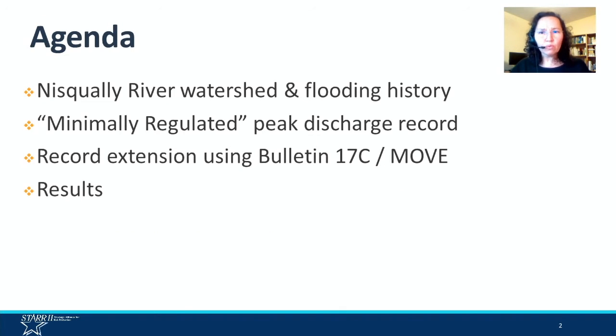A quick run through what I'll be covering. First, I'll be talking about the Nisqually River watershed characteristics and flooding history. Then, what is a minimally regulated flood event and how to develop a minimally regulated peak discharge record. Next, I'll talk a bit on how we extended the record according to Bulletin 17C guidance. And finally, I'll be presenting results.